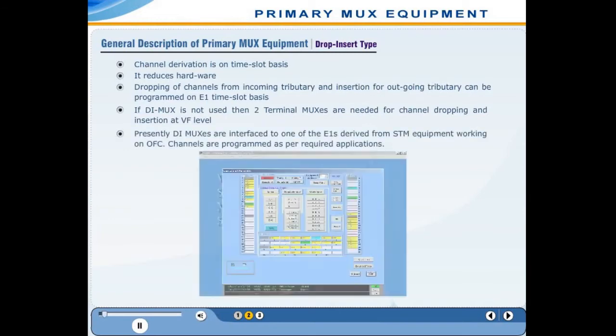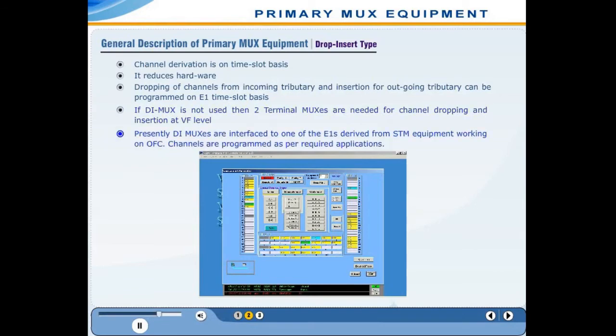The drop insert type of primary MUX equipment is another type used in Indian Railways. In this equipment, channel derivation is on time slot basis. It reduces hardware. Dropping of channels from the incoming tributary and insertion for outgoing tributary can be programmed on E1 time slot basis. If drop insert MUX is not used, then two terminal MUXs are needed for channel dropping and insertion at VF level.